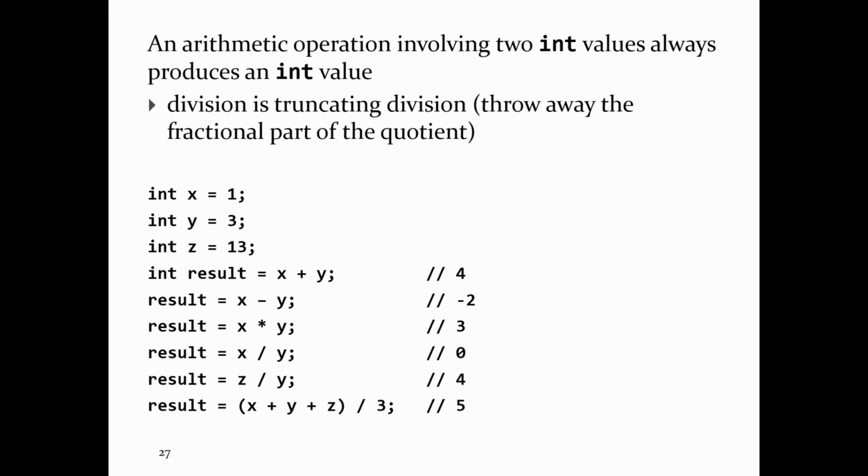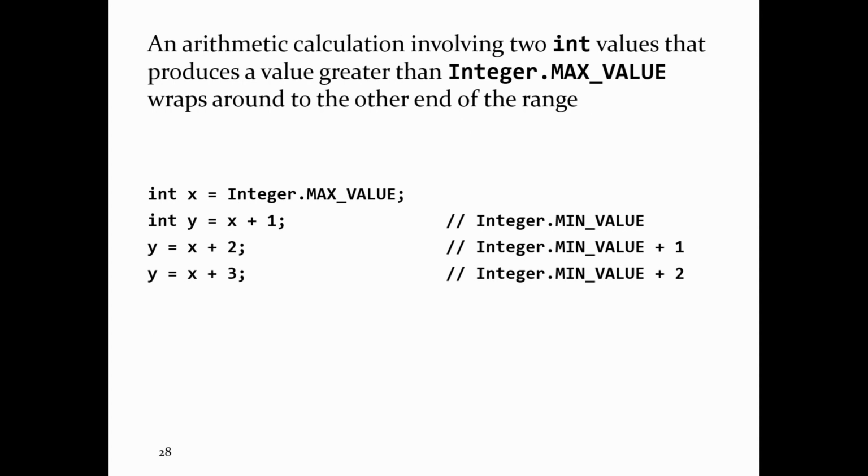All right, so what happens if you have two int values and you do some arithmetic operation on them? The language says you always get back an int value. So what happens if you do an operation and the value exceeds integer max value, or is less than integer min value? What happens in Java is it just wraps around. So here we've got integer max value, that's x. For y, I'm going to write x plus 1. That tries to compute integer max value plus 1. But integer max value is the largest integer value, so when you add 1 to it, you wrap around to the other end of the range.